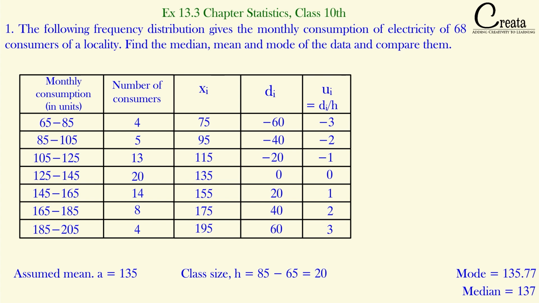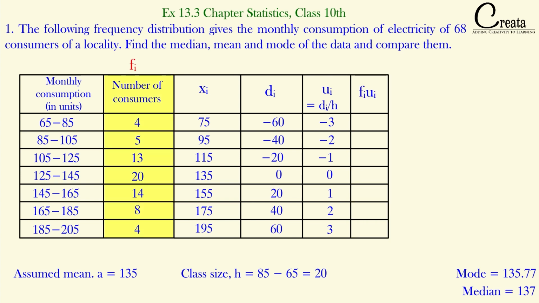We got ui. Next step, let's find fi into ui, in which we will multiply all the values of fi with all the values of ui for each row. Here for the first row, 4 into minus 3, it is minus 12. 5 into minus 2, it is minus 10. Further minus 13, 0, 14, 16 and 12. We got the value of fi into ui. Let's add all the values of fi into ui to get sigma fi into ui, which will be 7.